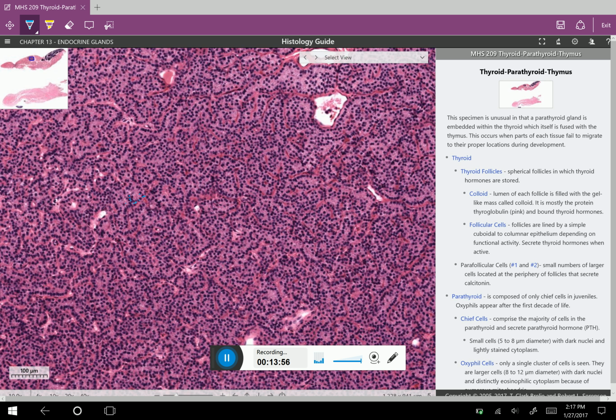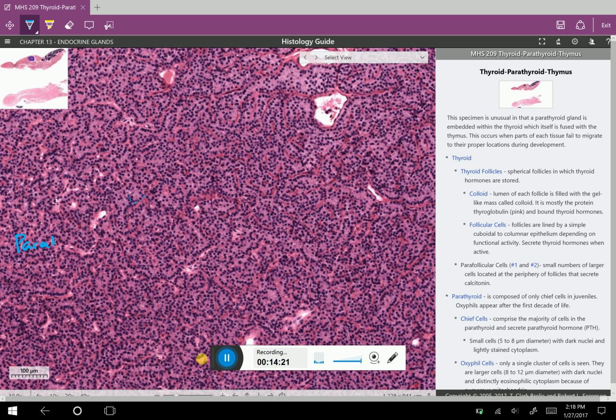And near these cells are going to be blood vessels, because into those blood vessels is where parathyroid hormone is going to be released. Therefore, since it's released into the blood, the parathyroid gland is an endocrine gland. So what we're looking at here is the parathyroid gland, a dense collection of cells.